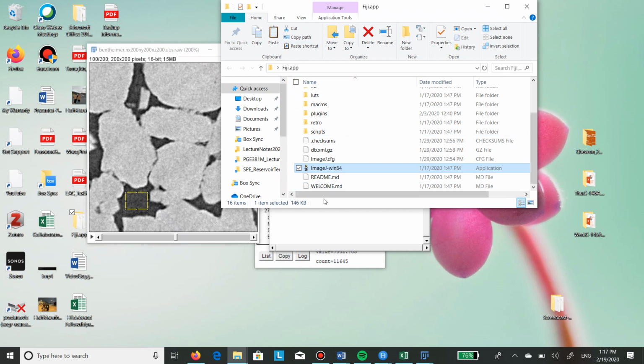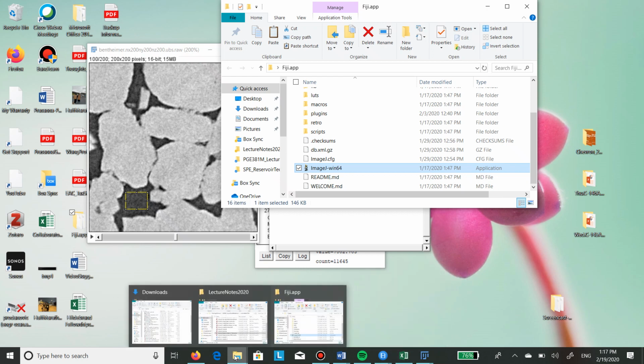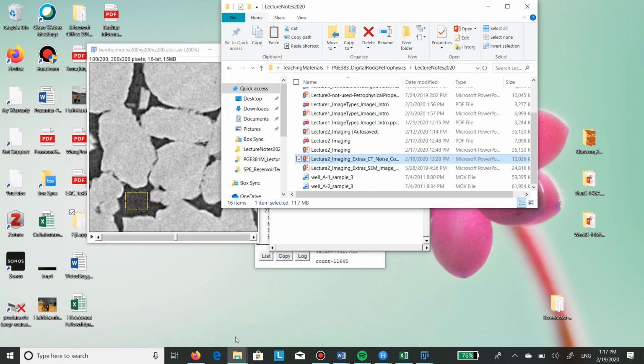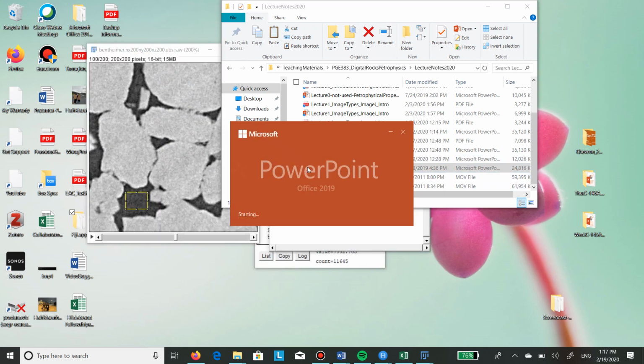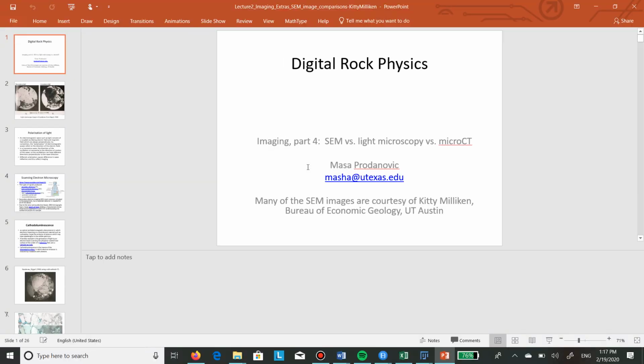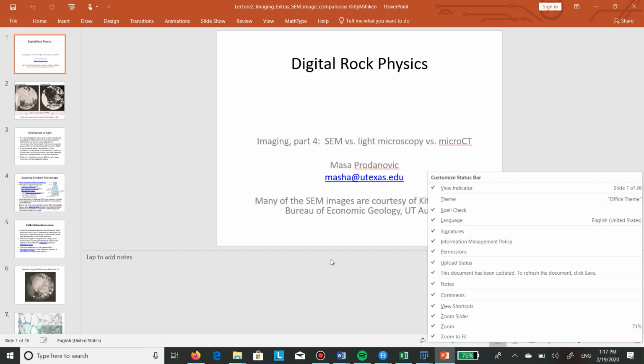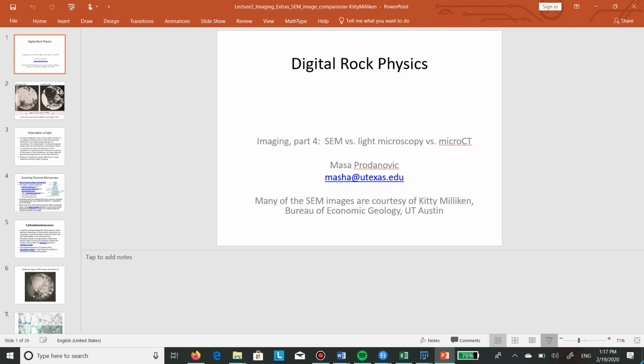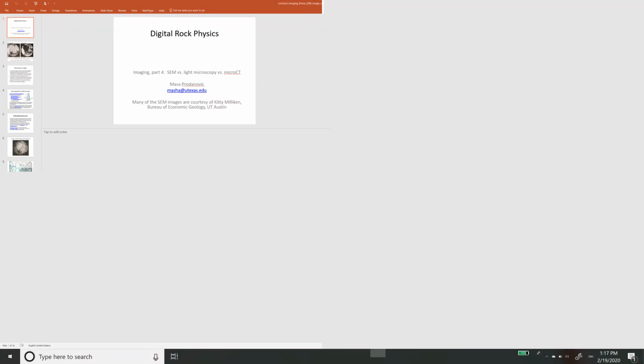Okay. I will spend a little more time just differentiating X-ray and SEM, and what do we get? Because those are the two most commonly used in our applications for porous media.